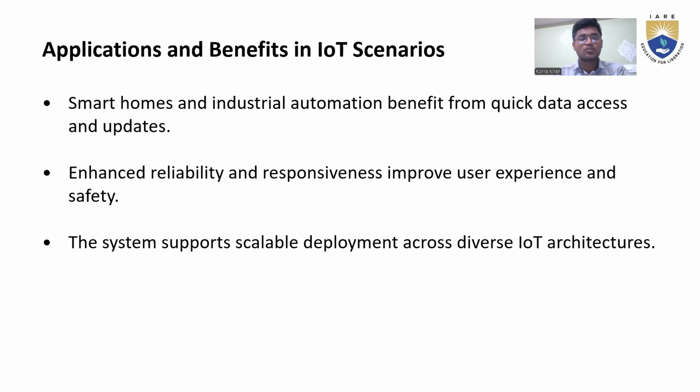Smart homes and industrial automation benefit from quick data access and updates. Mainly, the benefit we can see through this IoT sensor is that it supports smart homes and industry automation. That's one benefit we can see. The other benefits are enhanced reliability and responsiveness, and improved user experience and safety. That is also one of the benefits we can see. And the system supports scalable development across diverse IoT architectures.